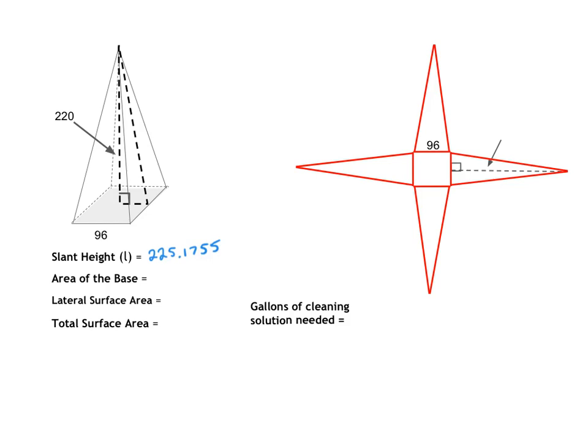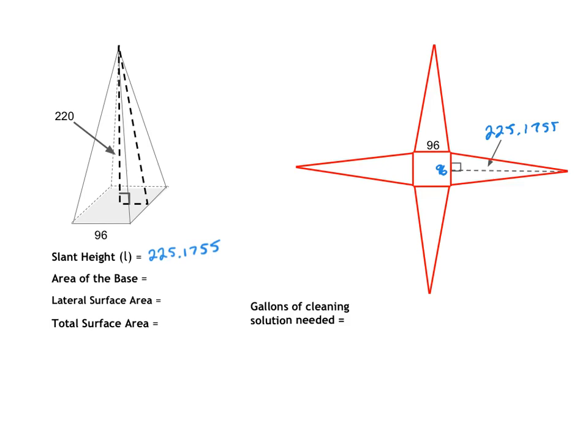So here's another view of the pyramid. If we were to cut it along the lateral edges and then we were to lay it out flat, it would look something like this. So you have the 4 sides that are all triangles and you have the base that's in the middle. From the previous problem, we said that the slant height was equal to 225.1755. So I'm just going to write that number over here, 225.1755. And since it's a square base, I know that's 96.